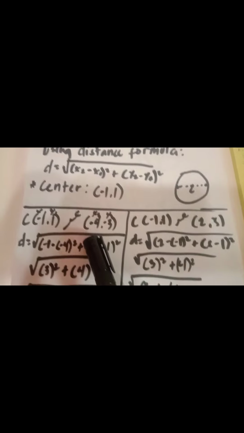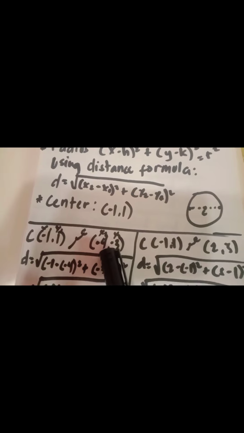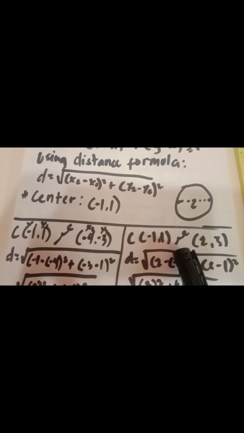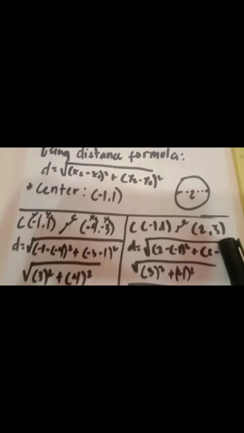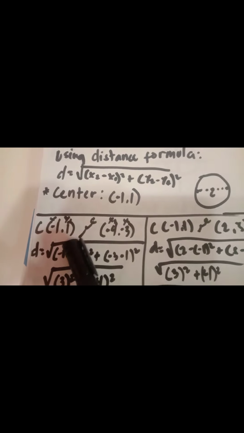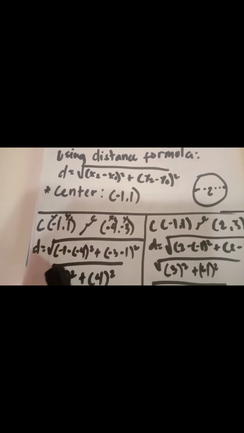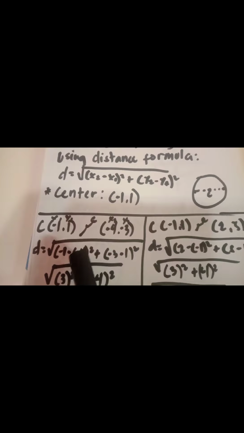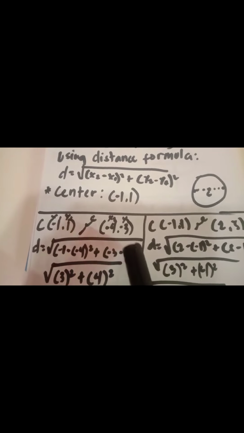So for solution 1, ginamit natin ang endpoint na -4 and -3. And sa solution number 2, ang ginamit natin ang endpoint na 2 and 5. So, ang gagawin, substitute natin yung -1 and 1 and -4 and -3 sa distance formula. So, ito siya. -1 minus -4 squared plus -3 minus 1 squared.